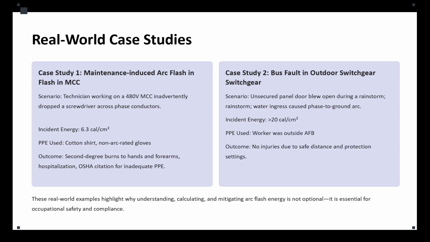No real-time monitoring was installed to catch that failure, and the worker was nearby but outside of the arc flash boundary. So let's see in that condition what's going to happen. Now, we said the high winds caused the failure in the panel door, and the rainwater got into the system, which creates a breach for the arc.